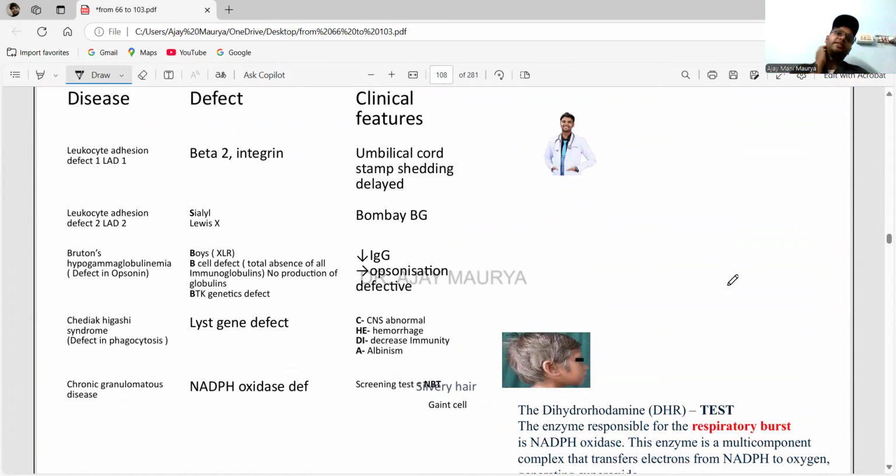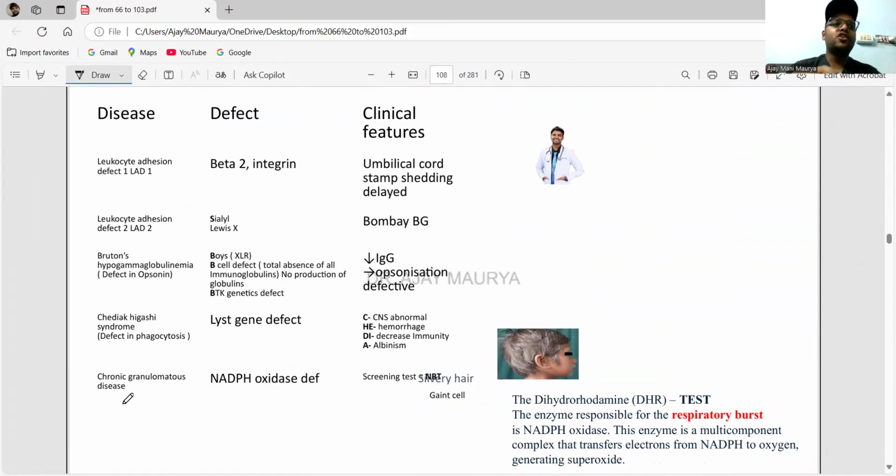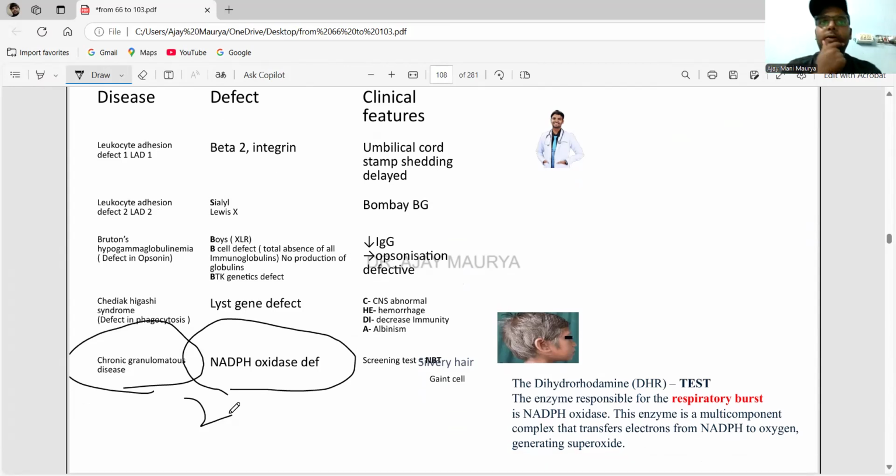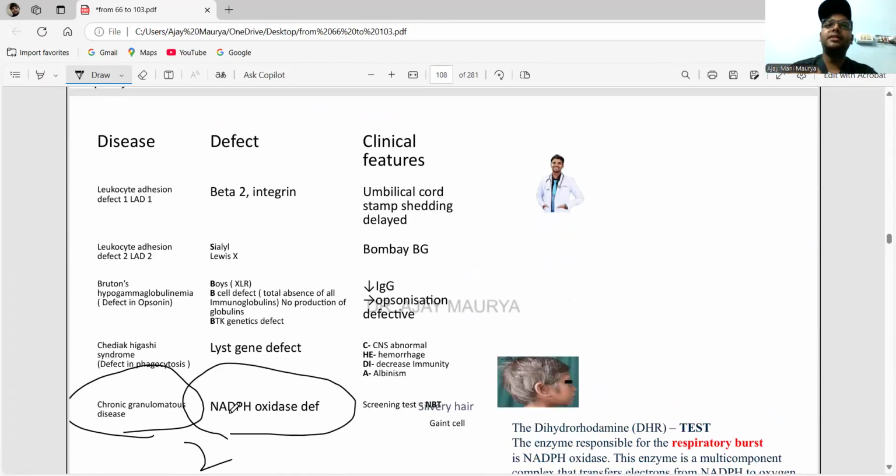Remember this one, this is very important. Coming to CGD, chronic granulomatous disease, they asked this question 2 times continuously. What is the defect? The defect is NADPH oxidase deficiency. They're going to give a long case, and at the end they will tell you that we did the screening test, NBT.